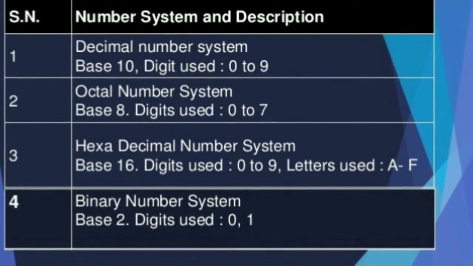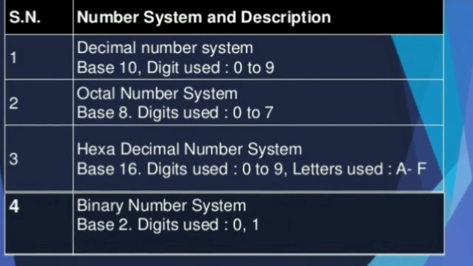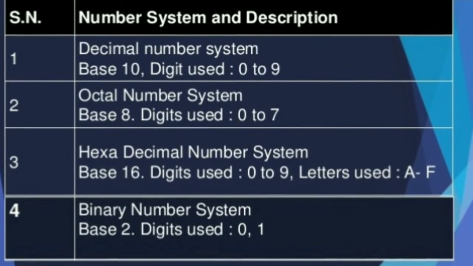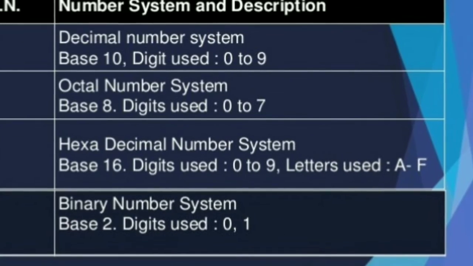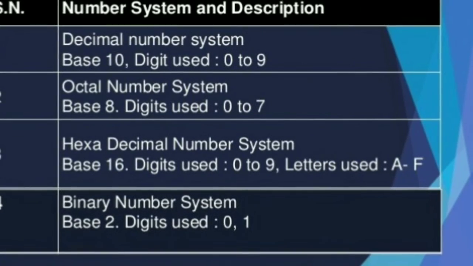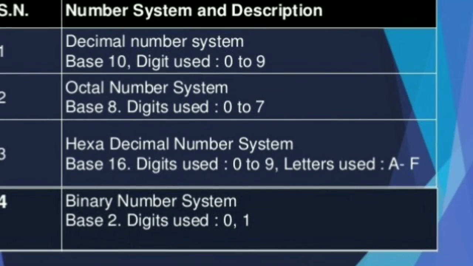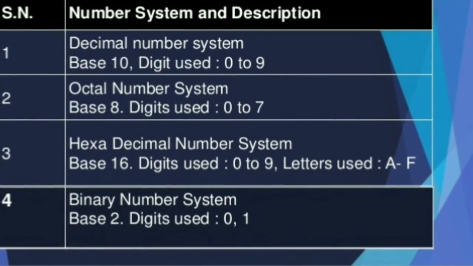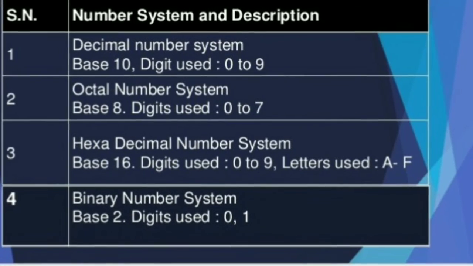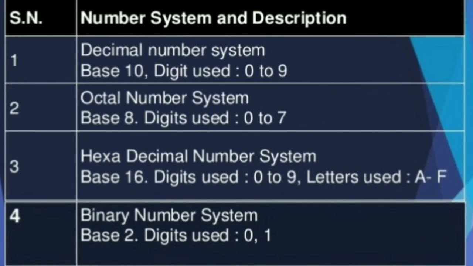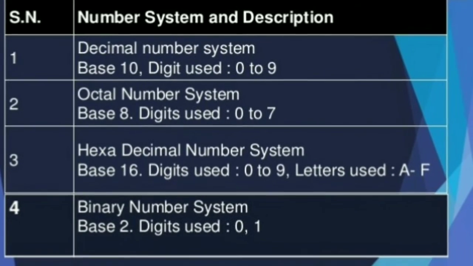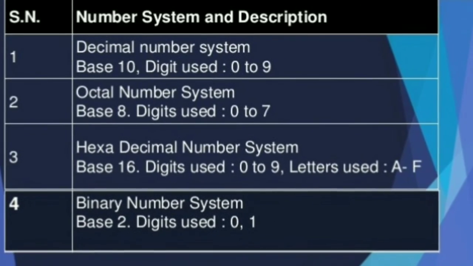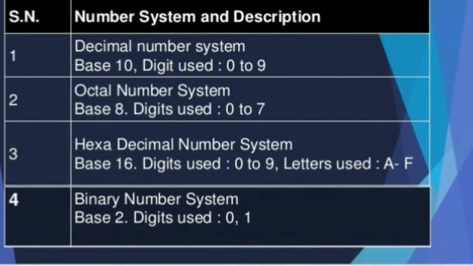Next one is hexadecimal number system. So the base of hexadecimal number is base 16. And here digits are used from 0 to 9 and letters are also used from A to F. And last one is binary number system. So the base of binary number system is 2 and the digits used are 0 and 1.